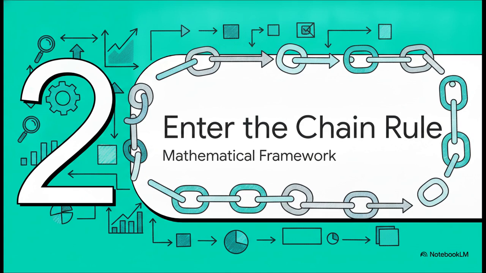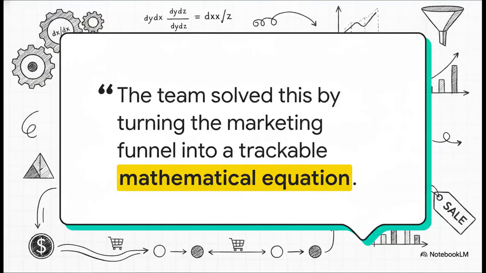Enter the chain rule. To justify throwing money at these top-of-funnel views, the data science team desperately needed a reliable framework. And, funny enough, they found it in a totally unexpected place. The team's breakthrough was actually really simple, but profound. They solved this mess by turning the marketing funnel into a trackable, mathematical equation.